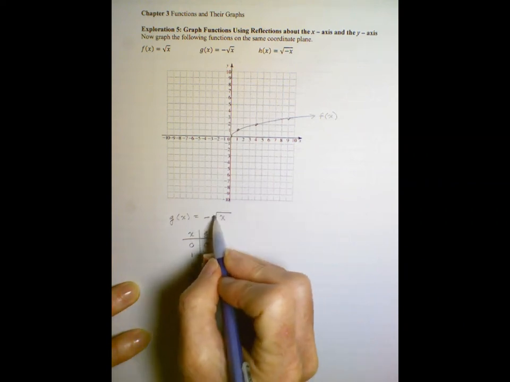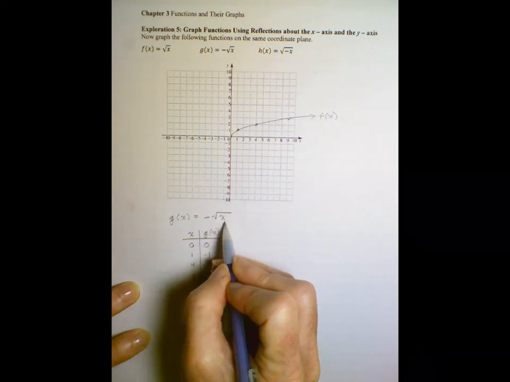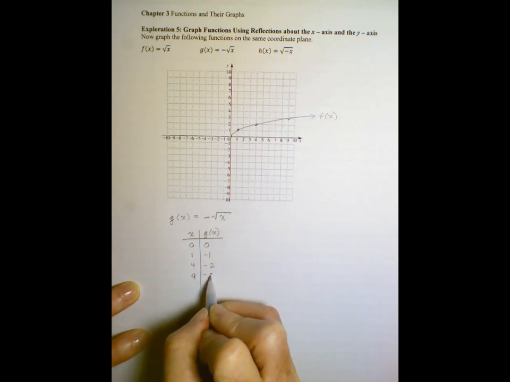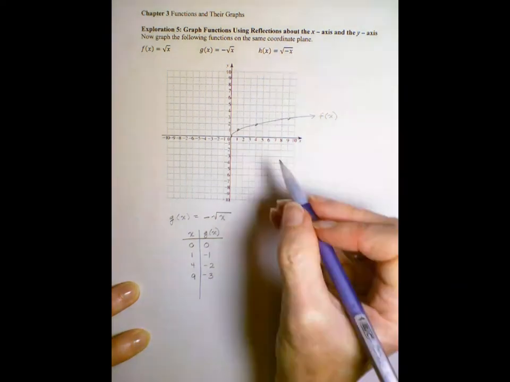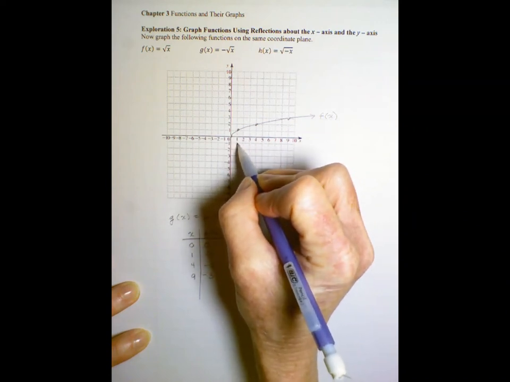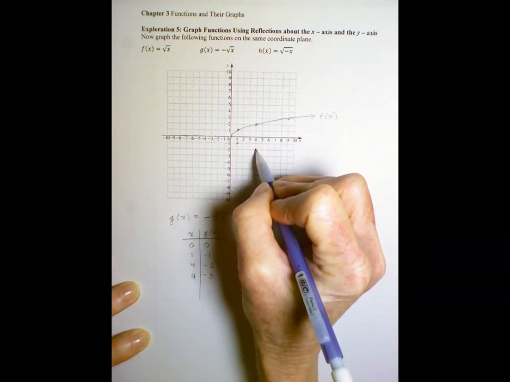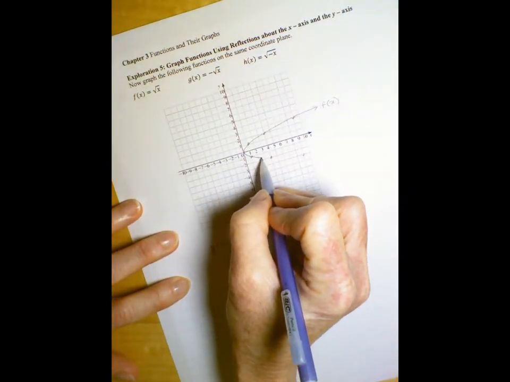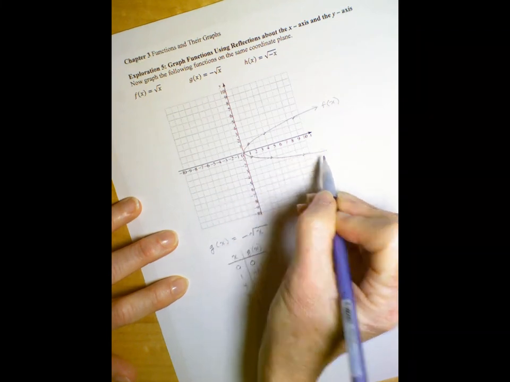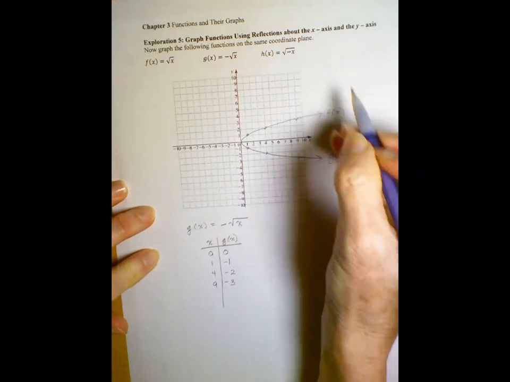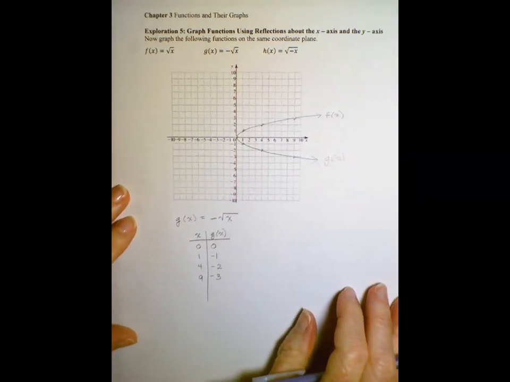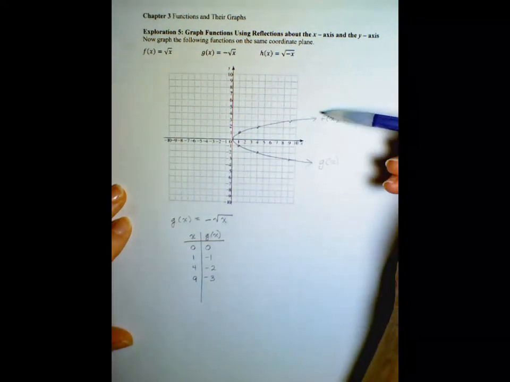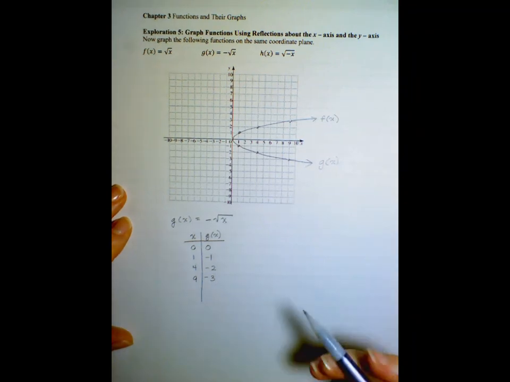Notice this is done after we finish the parent function. We take the square root of x, then we do the transformation. Take the square root of 9, get 3, -3. So let's see what this looks like. 0, 0. 1, -1, 4, -2, and 9, -3. So here's where we are for our g of x. So this is the topic on reflections. So you'll see the parent function has reflected about which axis? Yes, the x-axis. Reflected about or over the x-axis.